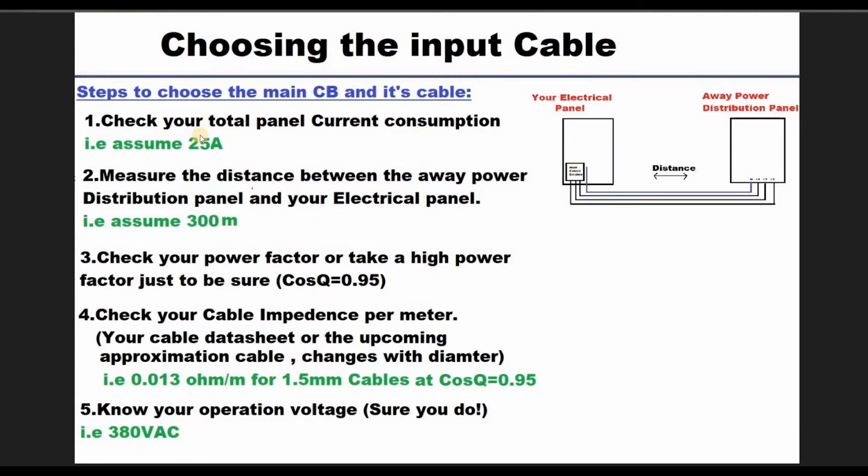First, you need to check your total panel current consumption. Let's assume that our current consumption is 25 amps. Then we measure the distance between the two panels. Let's say it is 300 meters. Now I know this is too much, and usually this is not the case, but I will show you how the distance will affect the choice of cable diameter a lot.